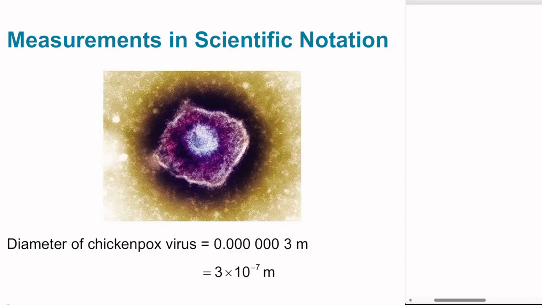Scientific notation helps us express extremely large and extremely small numbers in a more concise way. For example, the diameter of a chickenpox virus is 0.0000003 meters, or 3 times 10 to the minus 7 meters. Notice this number, 3 times 10 to the minus 7, is much easier to read and more concise.